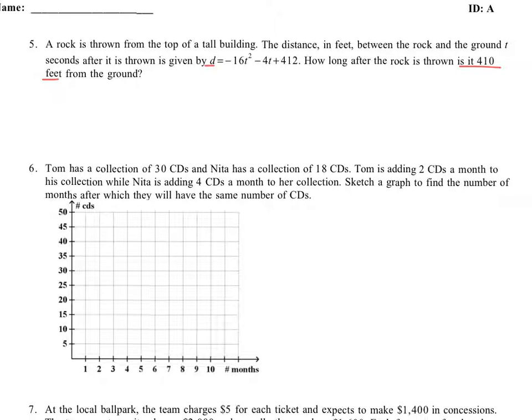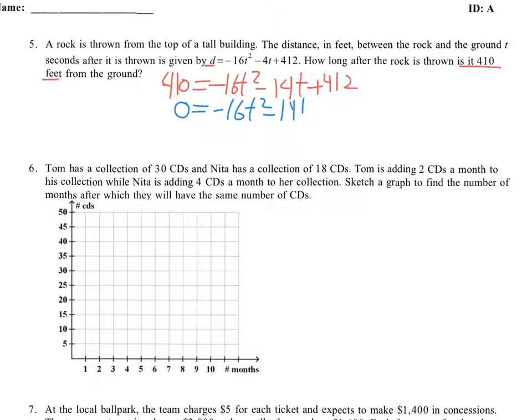So I'm going to write this equation as 410 is equal to negative 16t squared minus 4t plus 412. I also know to solve any quadratic, the first thing I always want to do is bring that to the other side. So I get 0 is equal to negative 16t squared minus 4t plus 2.